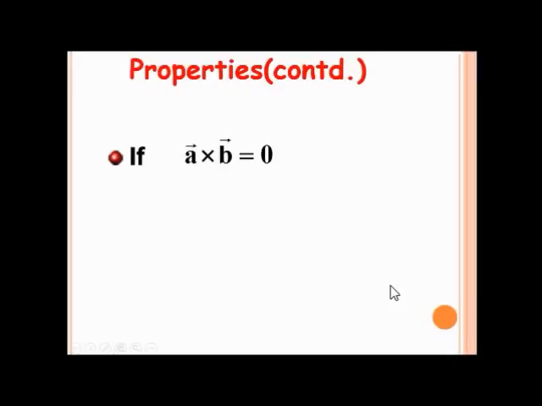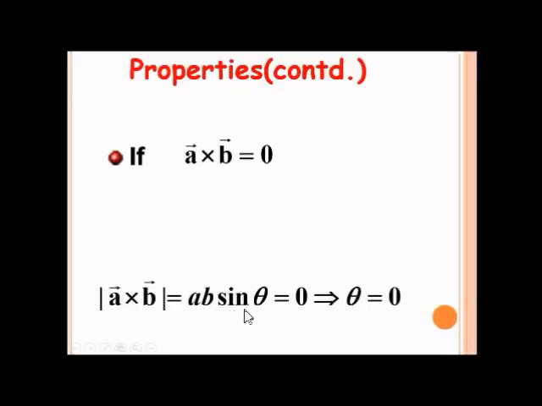So we come up with some more properties. If A cross B is 0, just recall what I have told. A cross B is equal to AB sin theta, means AB sin theta has to be 0. And A and B cannot be 0 because these are vectors, these have some magnitudes. So whenever this theta becomes 0, this whole cross product becomes 0. That means whenever A and B lie on the same line, that is the angle between them is 0 degree, then the cross product will be 0.